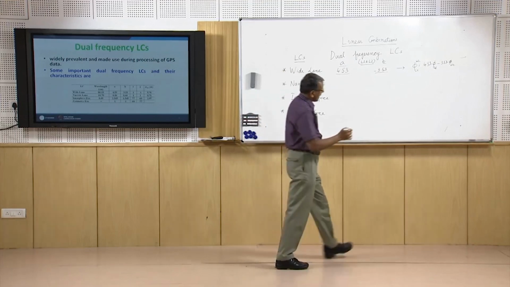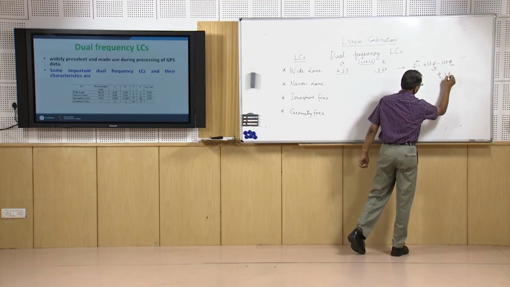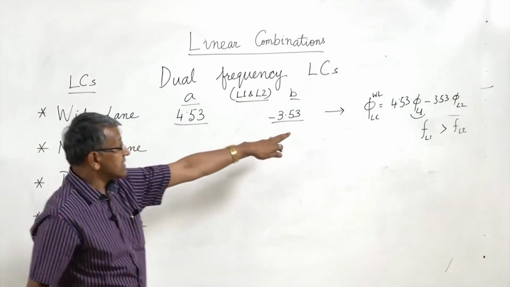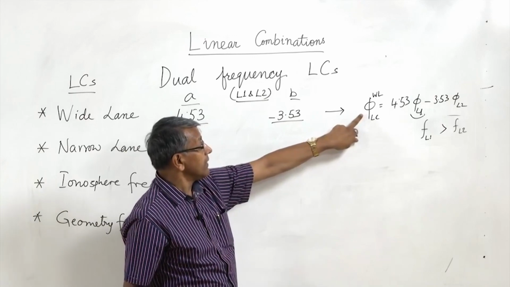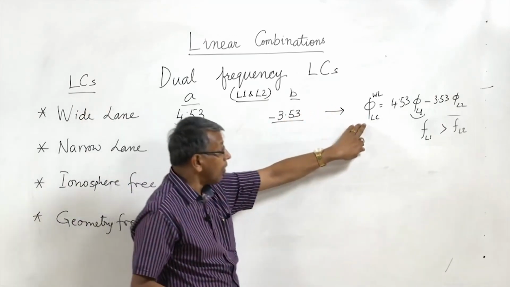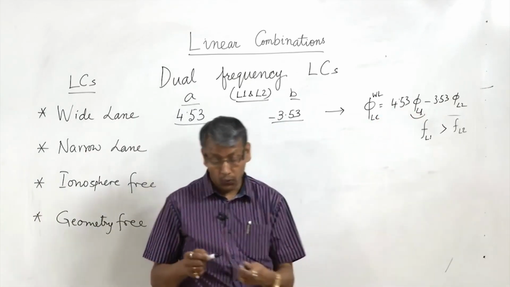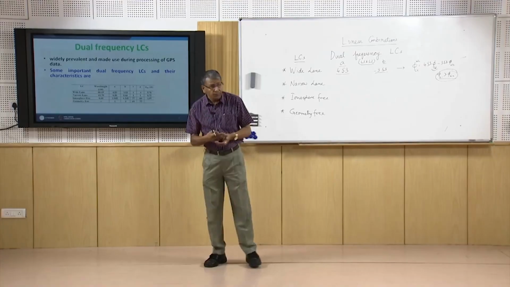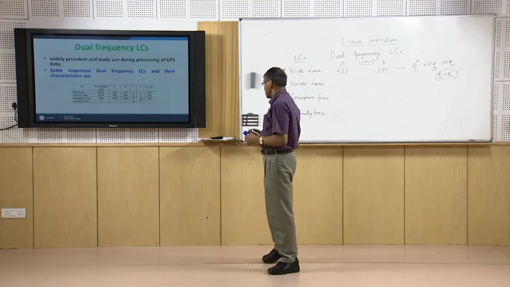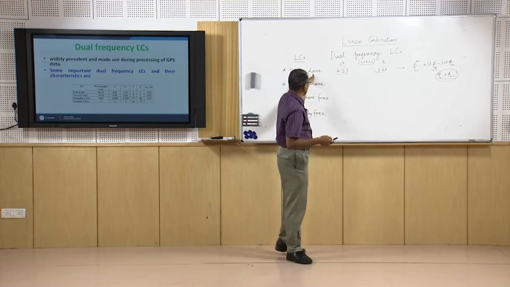Now we know that the frequency of L1 is far greater than L2. So, the frequency of the linear combination, the wide lane linear combination, will be more than what is available for L1 or L2. When the frequency is more, the ionospheric error will be reduced. So, we can reduce the ionospheric error further in wide lane.